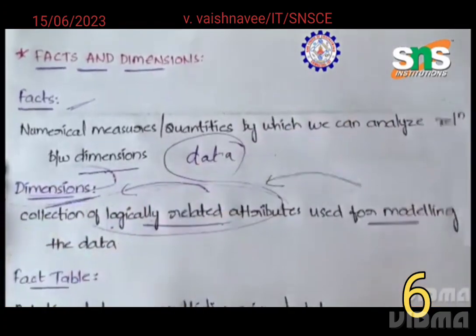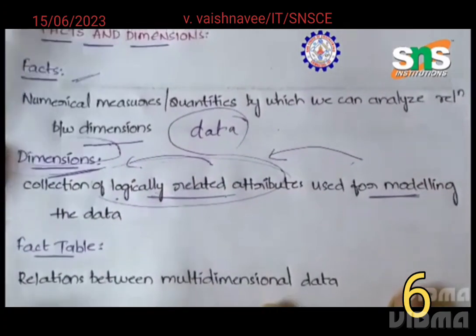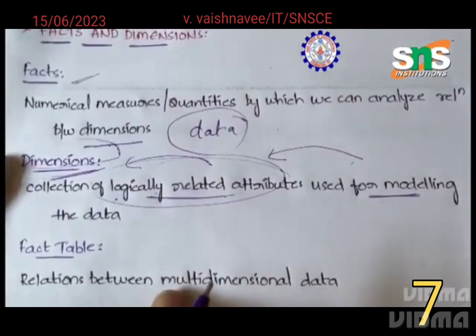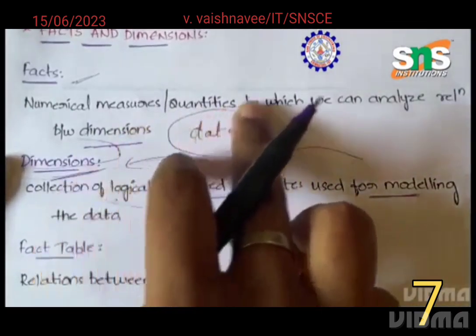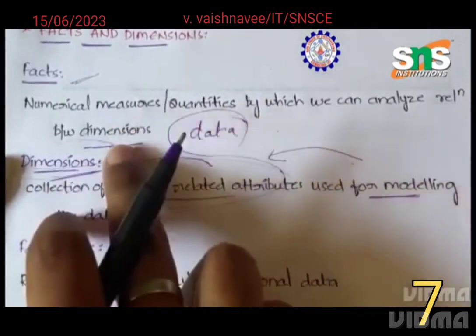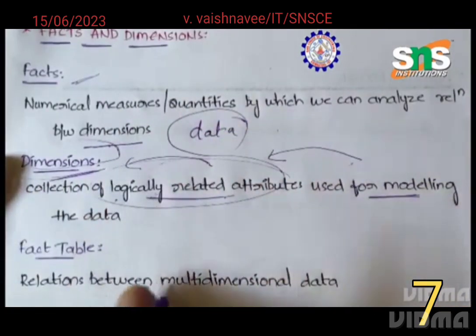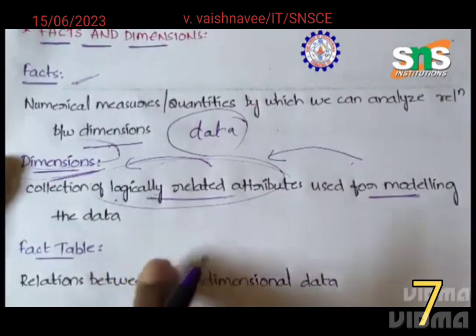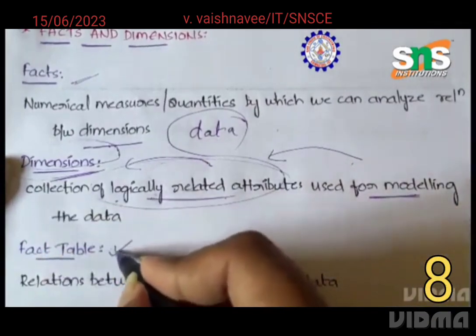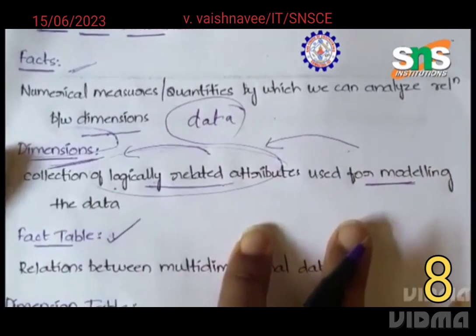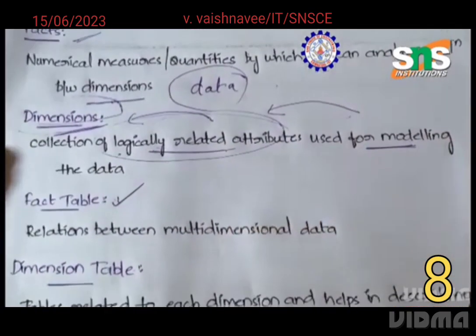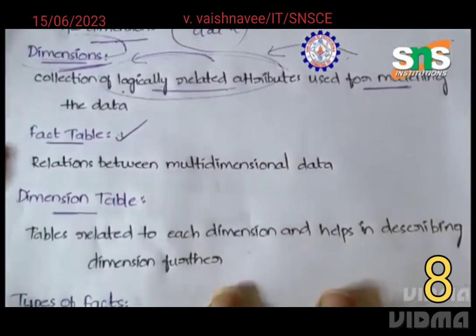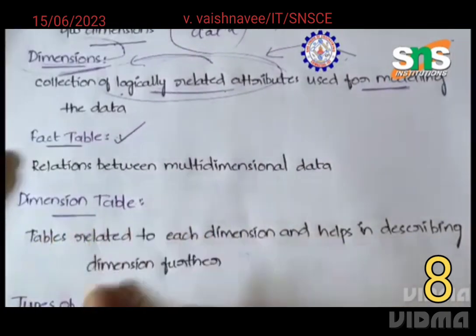Okay, done. Next, what do you mean by fact table now? As I said, you'll have multi-dimensional data. The data in your data warehouse has many dimensions. So the relationships between those multi-dimensional data are expressed in the form of fact tables, and we call them fact tables. Now, what do you mean by dimension table?